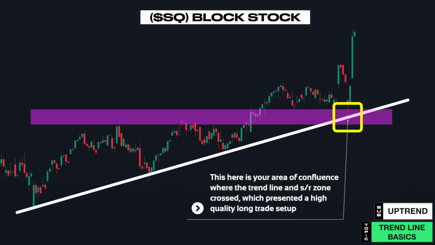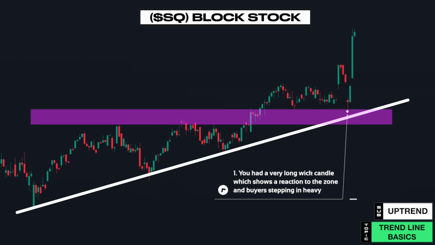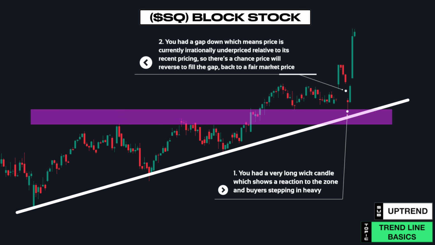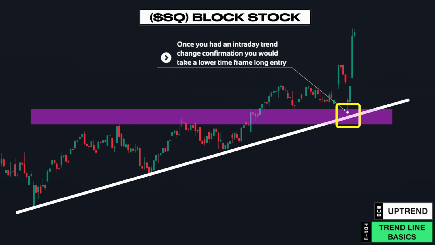trade setup. Once price comes down to the area, the trade setup came in two parts. First, you had a very long wick candle, which shows a reaction to the zone and that buyers are stepping in heavy. Second, you had a gap down, which means price is currently irrationally underpriced relative to its recent pricing. So there's a chance that price will reverse to fill the gap back to a fair market price. Once you have an intraday trend change confirmation, you would take a lower timeframe long entry.